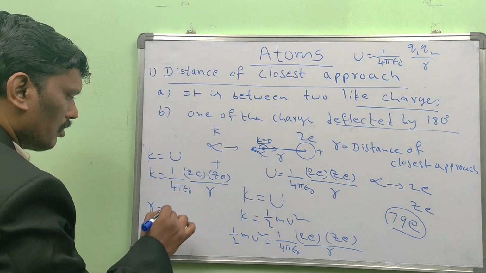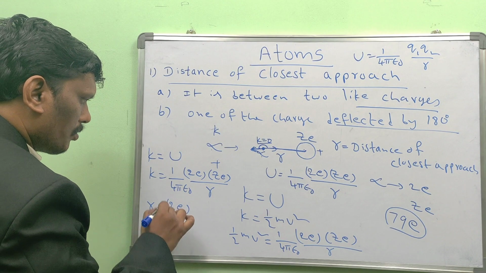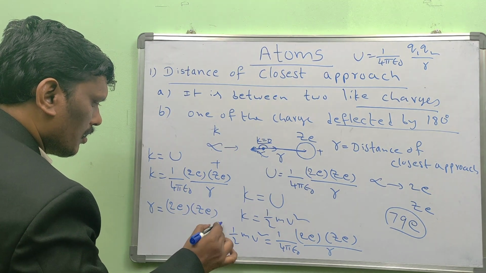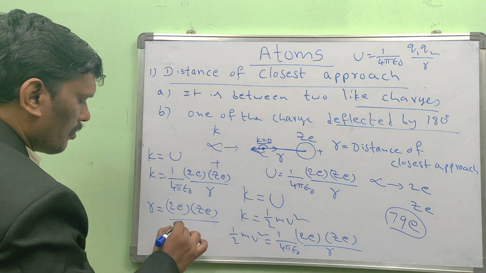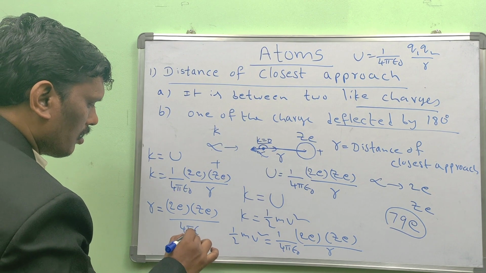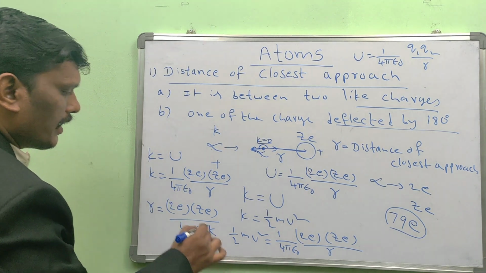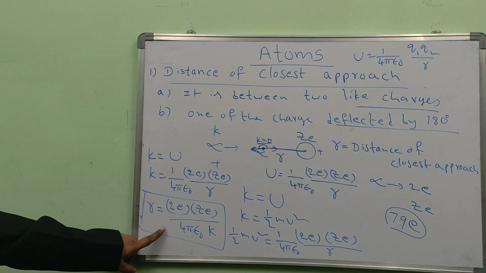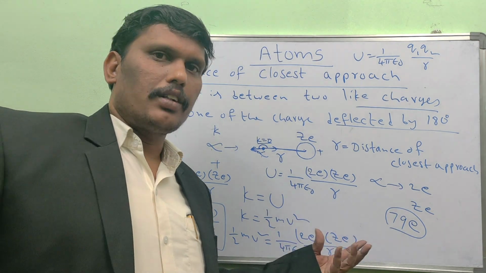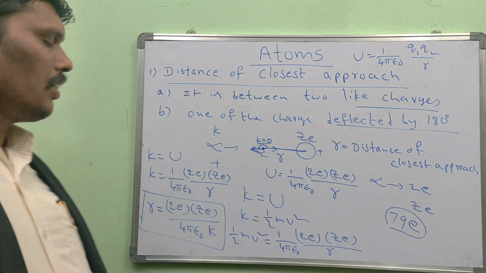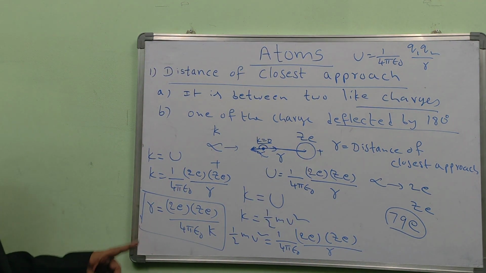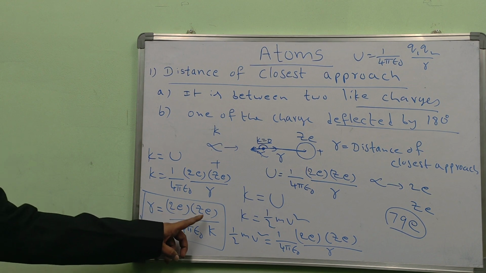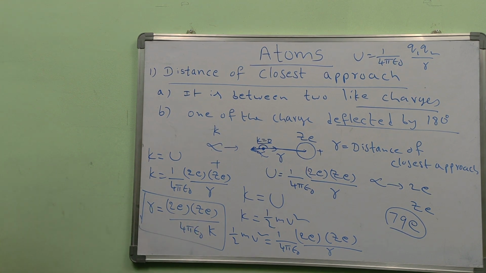R is equal to 2E into ZE by 4 pi epsilon naught into K. K is the kinetic energy of the alpha particle. This is the distance of the closest approach formula. My dear student, this is explained just for understanding only. So finally you need to remember this formula: R is equal to 2E into ZE by 4 pi epsilon naught K. This is only what you need to remember finally.